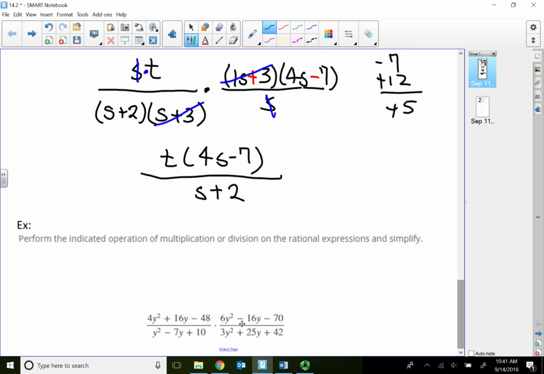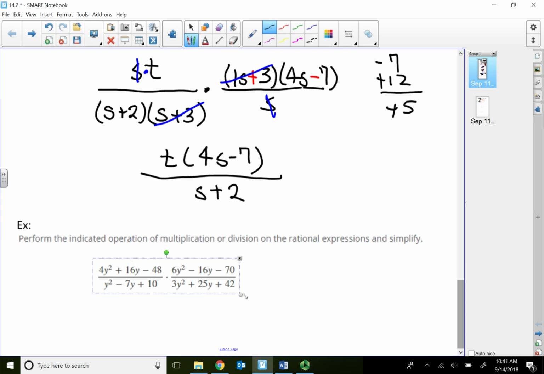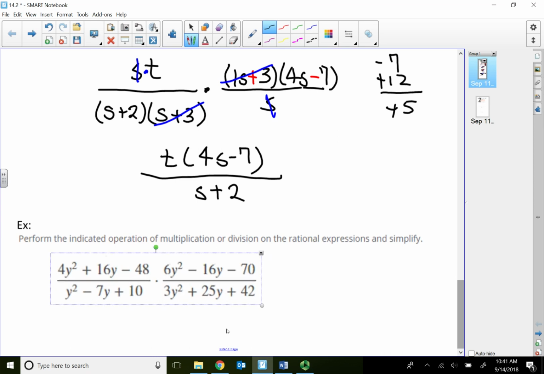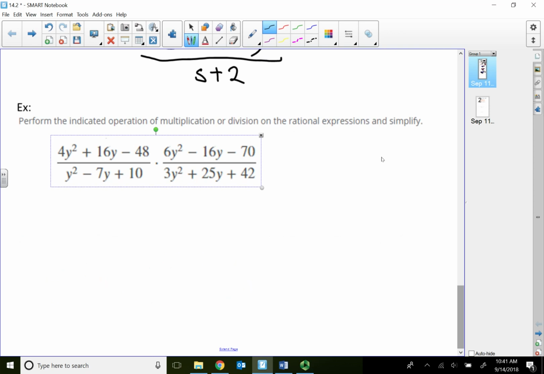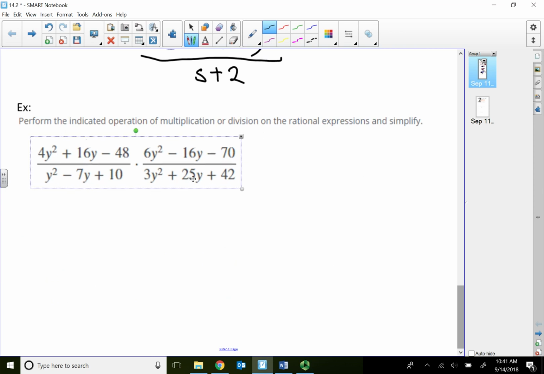All right, so when we do a bigger problem like this one, I suggest we factor a little bit on the side, so kind of get away from the main part of the problem. So when we write everything out, it won't be too confusing, okay? So 4y squared plus 16y minus 48. Let's do this on the side. It's a trinomial, but I do have a greatest common factor. Let's factor out a 4.